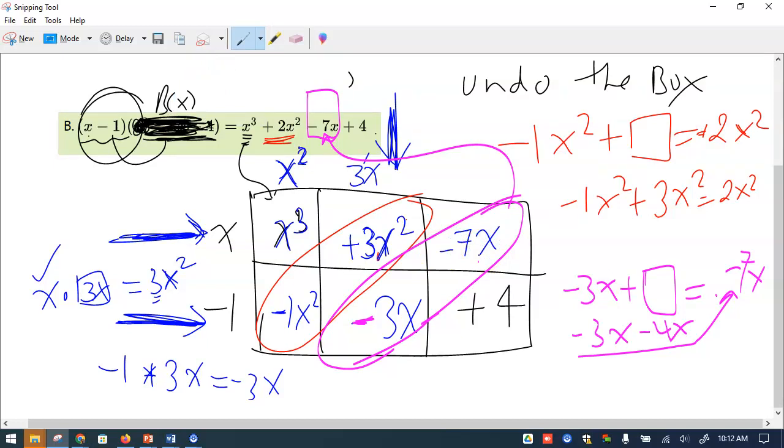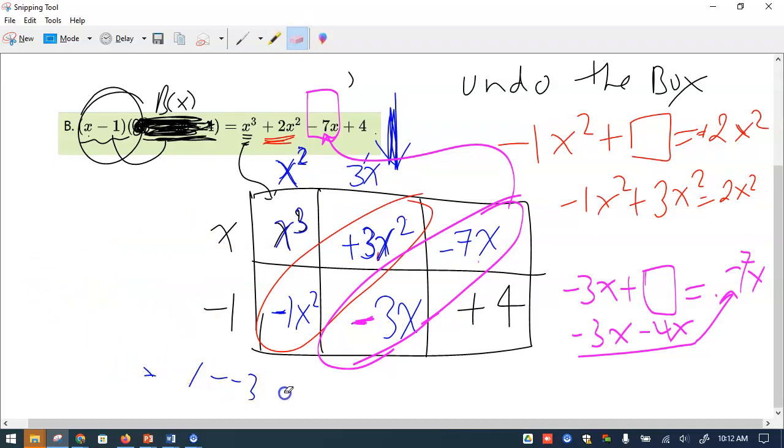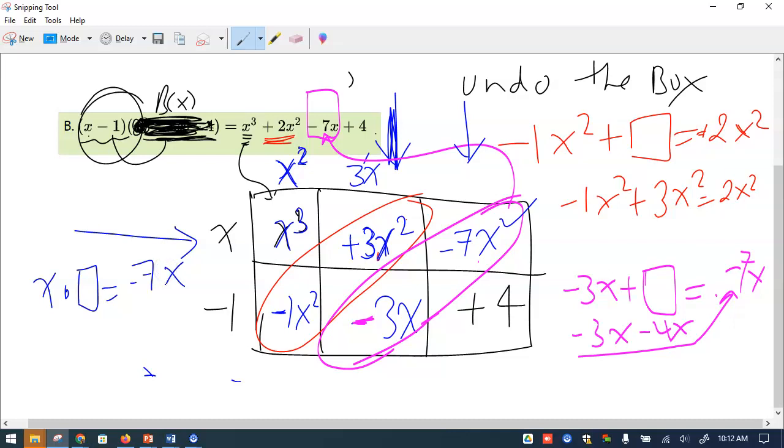Okay. Now, once you get this, then you use that. So now, what x times what multiplies here to get this negative 7x? So x times what is minus 7x, and you can see it has to be minus 7. So this is minus 7 here. This is plus, okay? And then you're done.